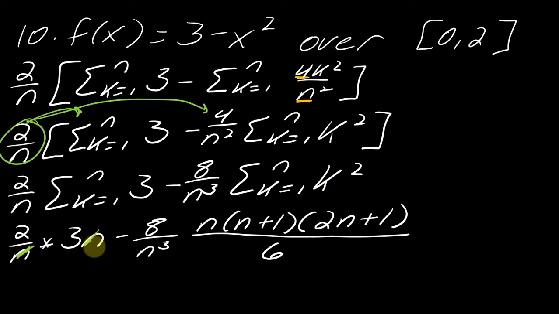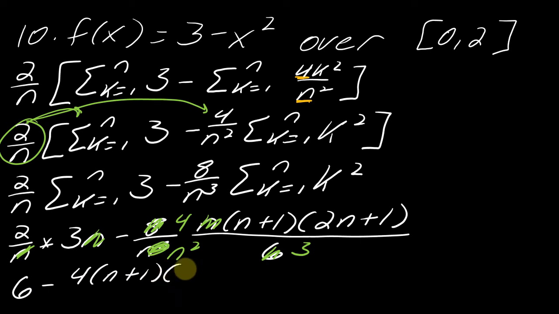So now I can see I can cancel out these n's, and then this n cubed can become n squared. I can cancel out this. And I can also divide the top and bottom here by 2, so this will become 4 over 3. So let's rewrite this line. Now I've got 6 minus 4 times n plus 1 times 2n plus 1 over 3n squared. Okay, so I'm not done.